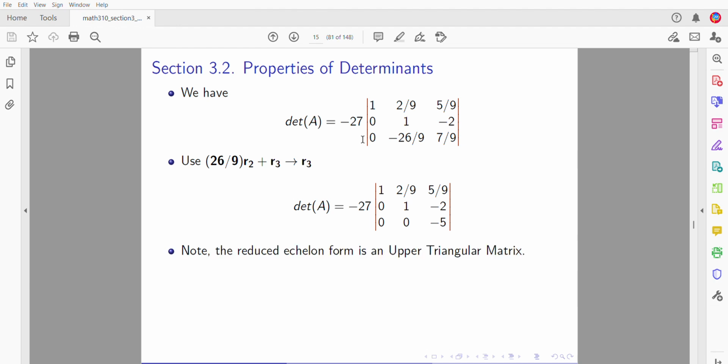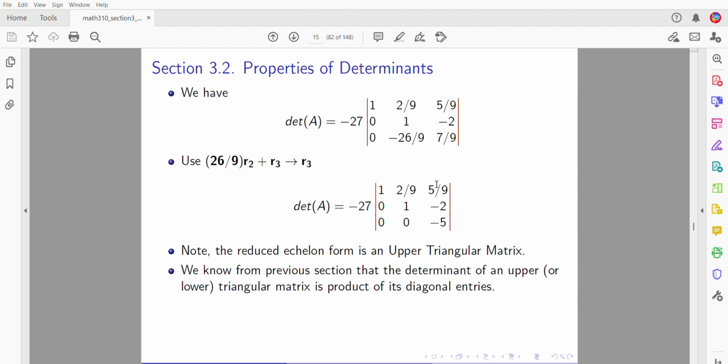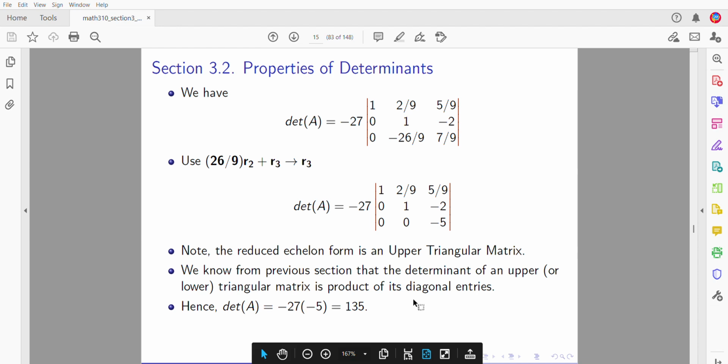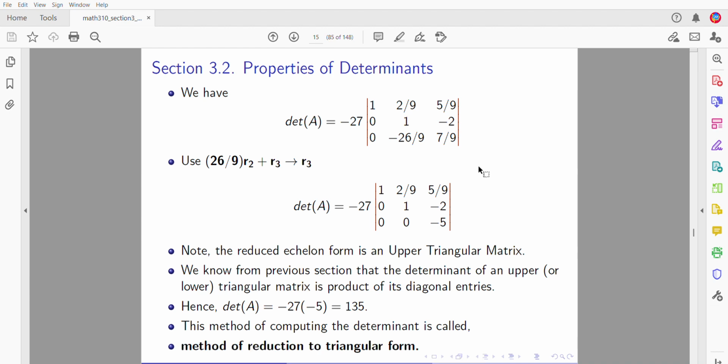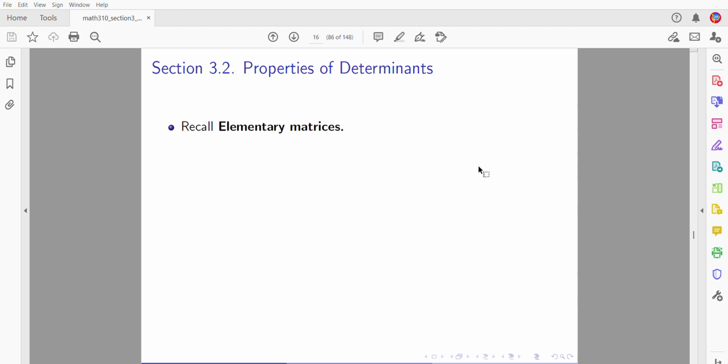Now, what we now have is an upper triangular matrix. What do we know about upper triangular matrix? Determinant of an upper triangular matrix is product of its diagonal entries. So determinant A is negative 27 times 1 times 1 times negative 5, 135. This method of computing the determinant is called the method of reduction to triangular form. Let's come to this in our next video.